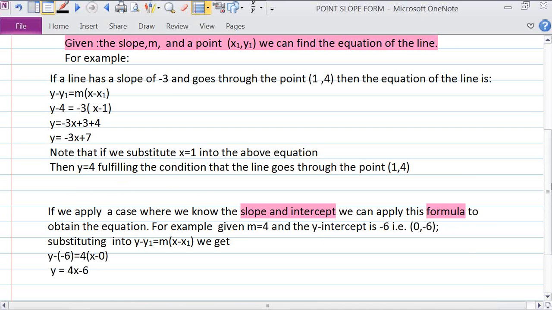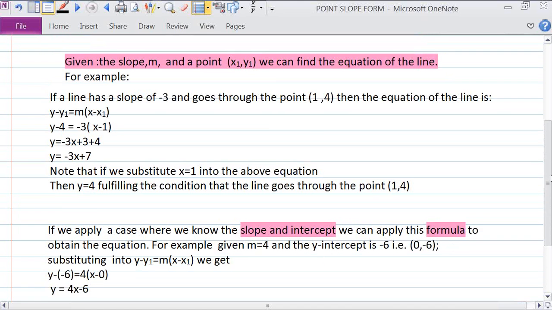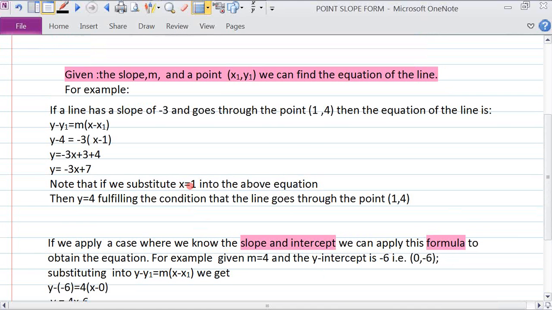Now, you'll notice that if we use this equation and we substitute x equal 1 into the equation right over here, then y equals 4, fulfilling the condition that the line goes through the point (1, 4). So if we put x equal to 1 here, we get minus 3 times 1, which gives us minus 3. Minus 3 plus 7 gives us 4. So what we're saying is when x equals 1, y equals 4, and that's what should happen if we use the point (1, 4).